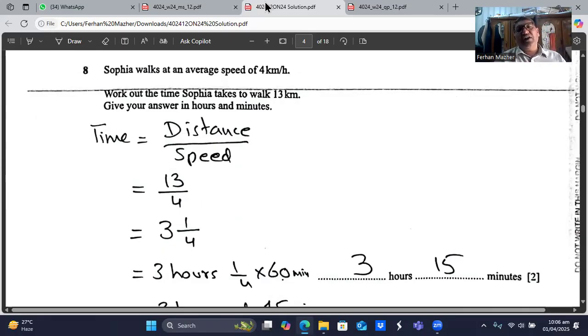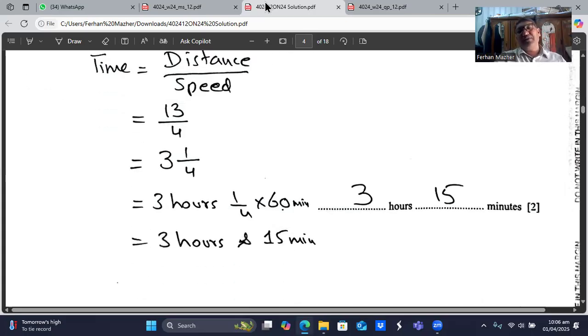So 13 divided by 4, 13 kilometers, and the speed is 4 kilometers per hour. So that is 3 whole 1 by 4 hours. When you divide 13 by 4, you get 3 whole 1 by 4. So that means 3 hours. 1 by 4 hours means 1 by 4 multiplied by 60. This will be converted into minutes. So 1 by 4 multiplied by 60 will give you 15 minutes.